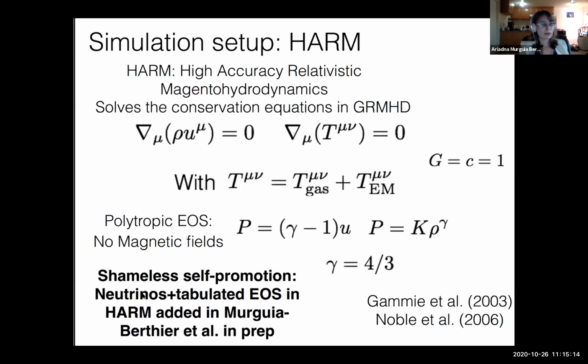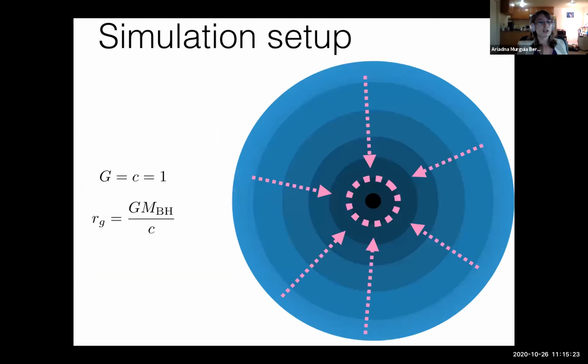And I just want to point out, this is an aside here, but please ask me about how to add neutrinos and tabulated equations of state in HARM, which is my thesis project. So that was an aside. Let's return to the simulations.